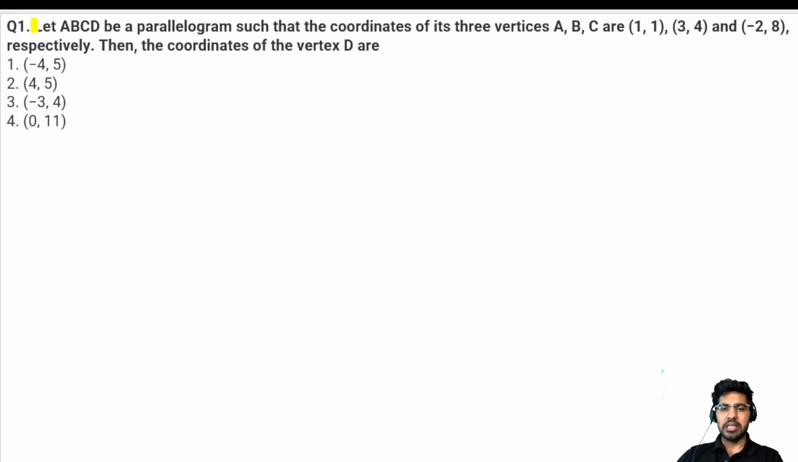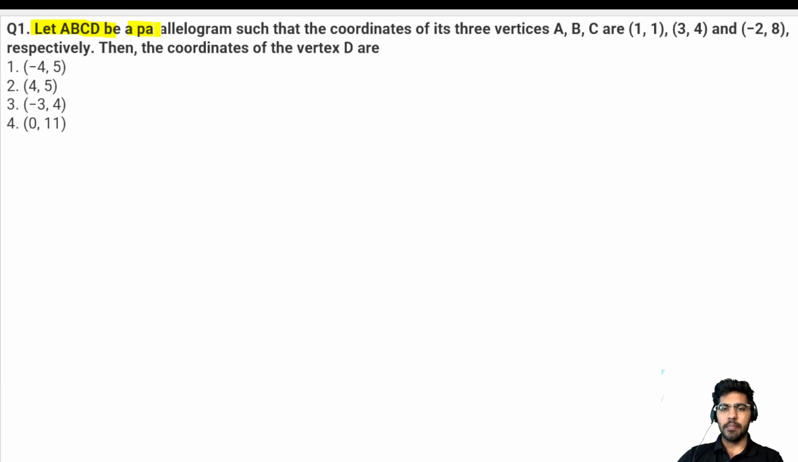The question says, let ABCD be a parallelogram such that the coordinates of its three vertices A, B, C are (1, 1), (3, 4) and (-2, 8) respectively. Then the coordinates of the vertex D. Alright, so in front of me I have a parallelogram whose three coordinates are given, and I need to find the fourth vertex of this parallelogram.